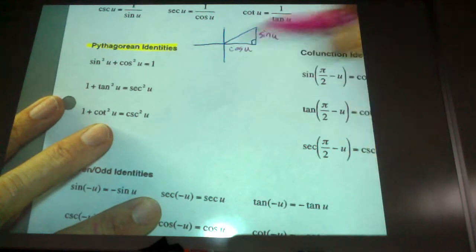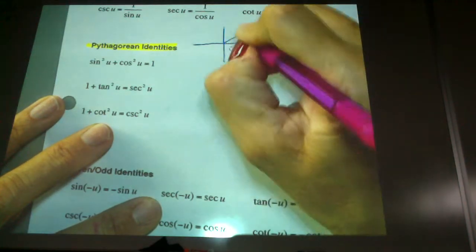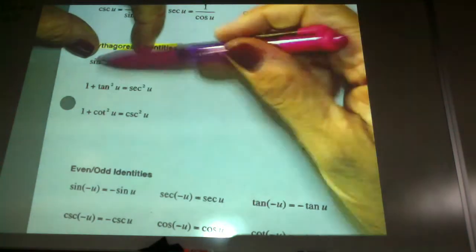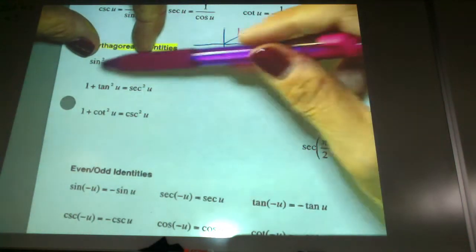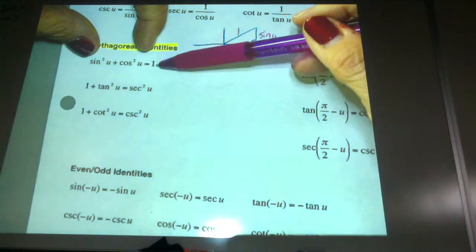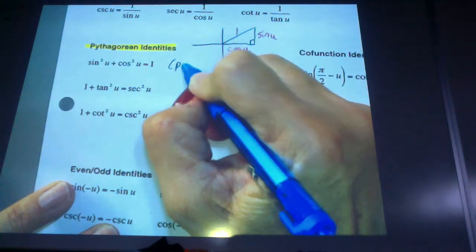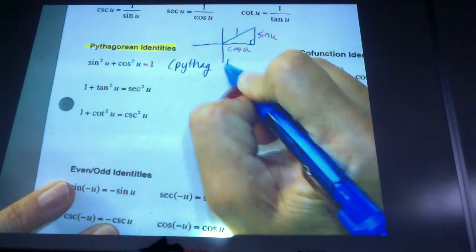What's the radius of a unit circle? Unit circle means 1, right? So does it make sense that they use the Pythagorean theorem to come up with this formula? Sine squared plus cosine squared would equal 1. That's where they came up with it. So I would put in here Pythag theorem.